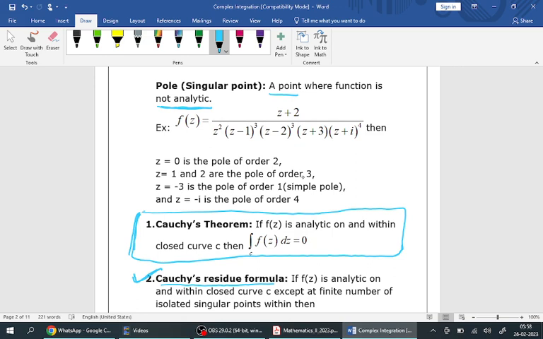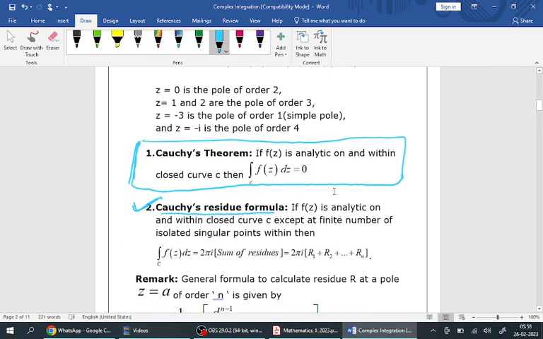We have to check how many of these poles are inside or on the boundary of the circle. If they are inside or on the boundary of the circle, for each of such points we have to calculate a residue, and that residue helps us to get the value of the integral. Otherwise, if that pole is outside the circle, we should not worry. We should not calculate the residue also.